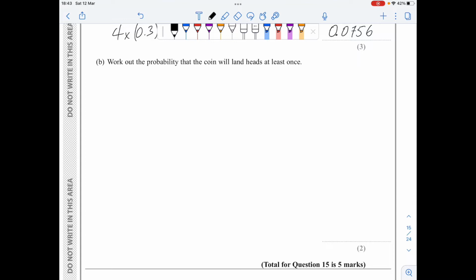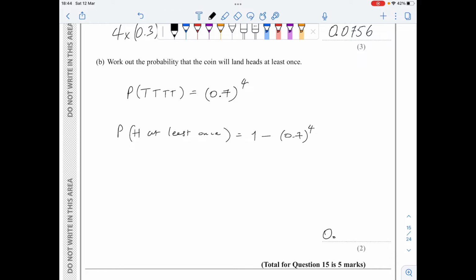For part B, I need the probability that the coin will land heads at least once. So any combination with 4 heads, 3, 2, or 1 satisfy this condition. The only combination that doesn't satisfy this condition is the probability of four tails. So let's calculate this first and subtract it from 100%. So probability tails is equal to 0.7 to the power of 4. So probability heads at least once is equal to 1 minus 0.7 to the power of 4, which is 0.7599.